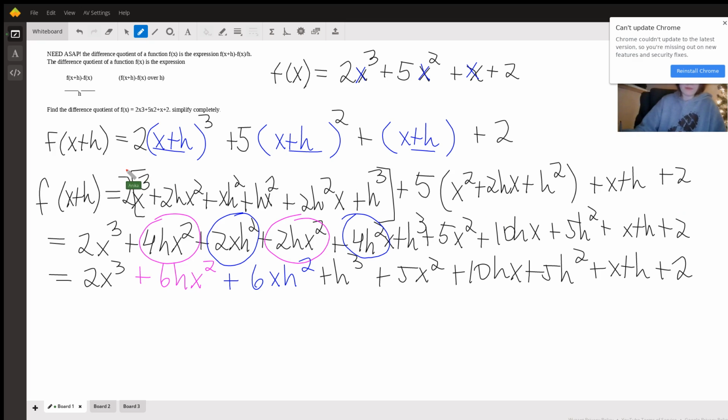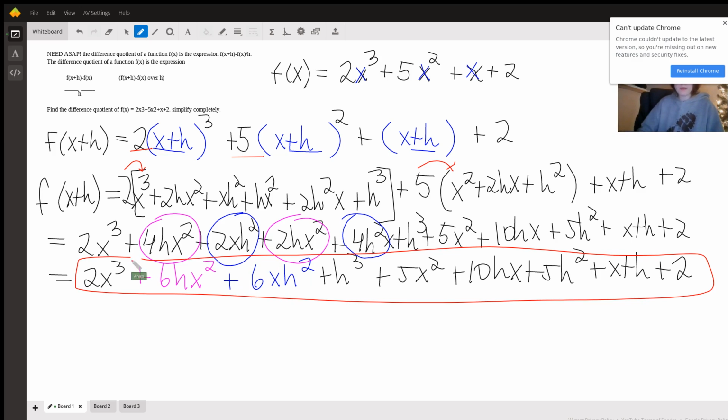Once you multiply through the coefficients, this 2 for every single term, and then this 5 here for every single term, you should be able to cross off certain things. So this 4h squared and the 2hx squared you can cross off, and the two ones I circled, and combine them into something simpler. So once we have this, this is f of x plus h here completely FOILed out.